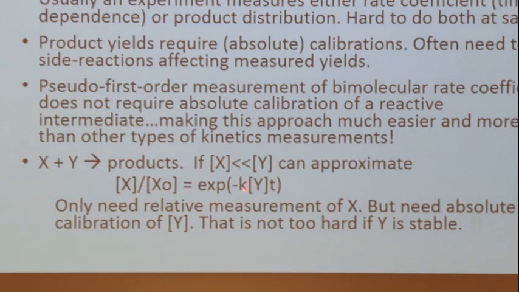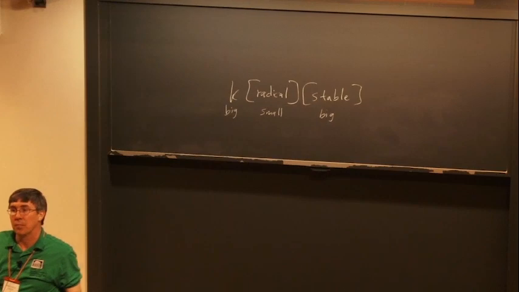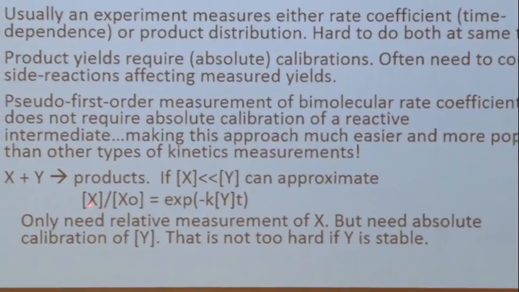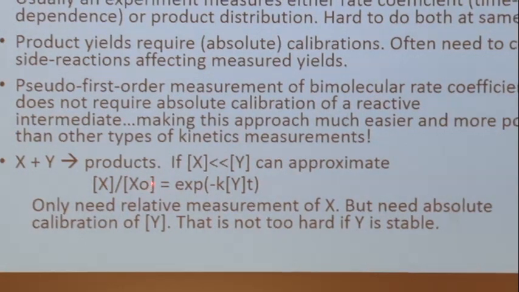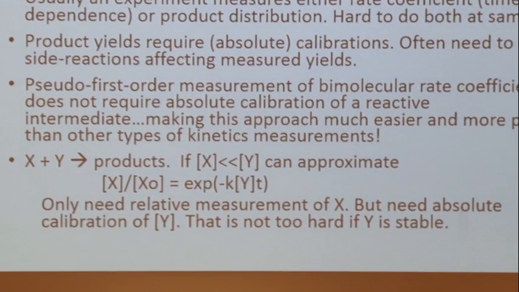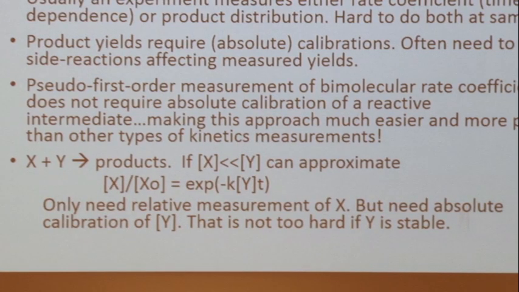And so if I have y as a stable molecule in high concentration, just like here actually, right? I had radical plus stable. Suppose x is a radical, y is a stable. Then all I need to know is the ratio of x to the initial amount of x. So I need just the ratio of signals. I don't need to know the absolute calibrations of either one, because it's going to cancel out.